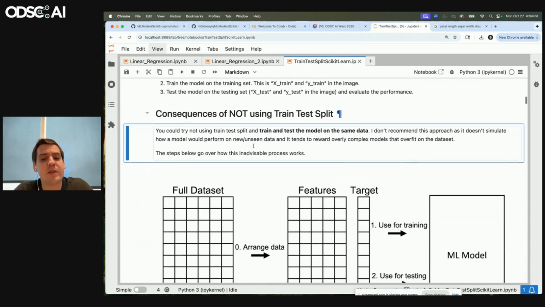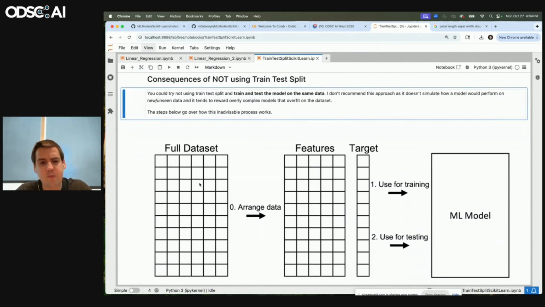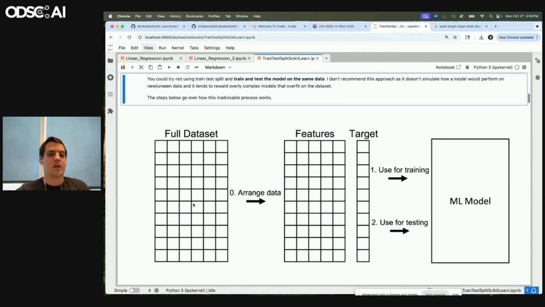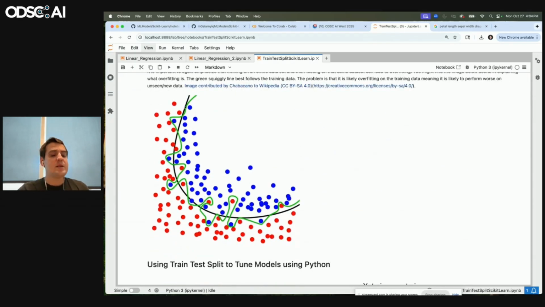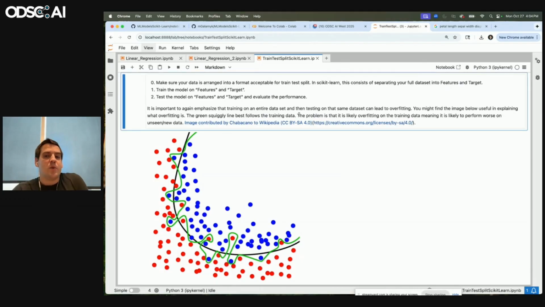And one problem often seen in real life is the consequences of not using a train test split. So you can have an entire data set. I arrange my data into our features, i.e. our X, and our target Y. We use all of our feature and target information for training. We use that same information for testing. The problem with this, though, is that oftentimes you have a model that basically memorizes the training set and won't generalize well to information it hasn't seen before. And that's really important because you want your model to be able to generalize.